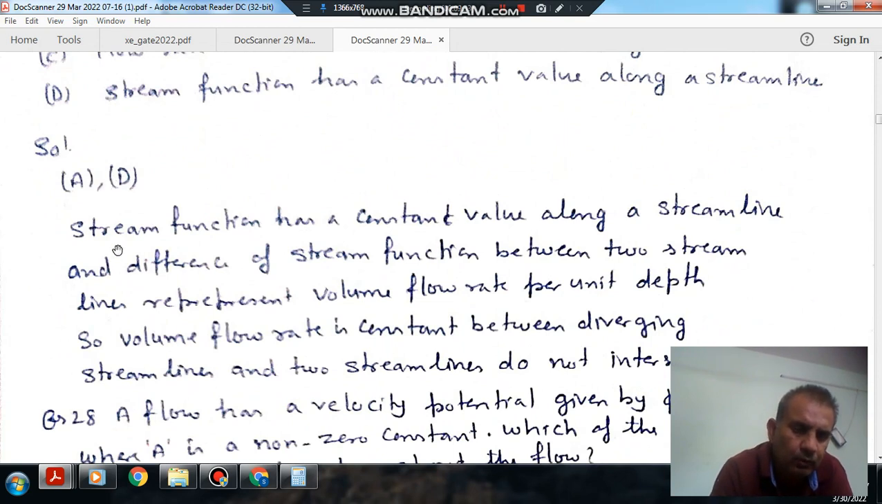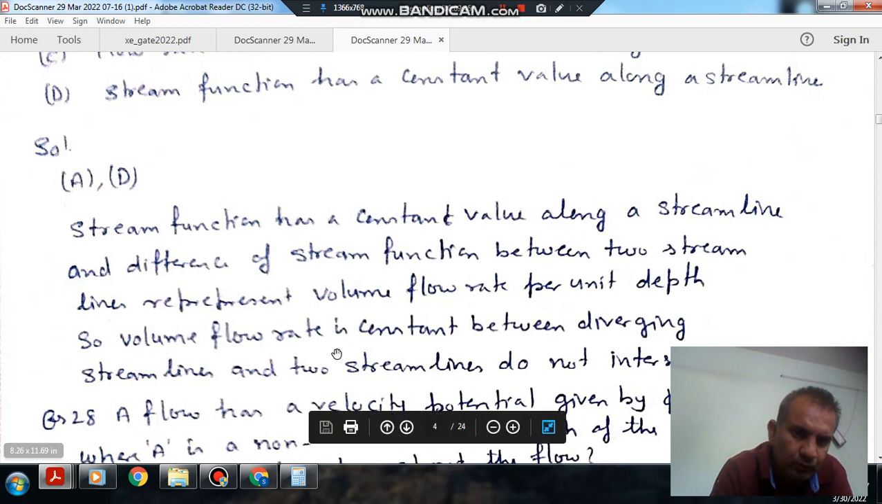So the explanation is that the stream function has a constant value along a streamline, and the difference of stream function between two streamlines represents the volume flow rate per unit depth. So volume flow rate is constant between the diverging streamlines, and the two streamlines do not intersect. Okay. So answer is A and D.